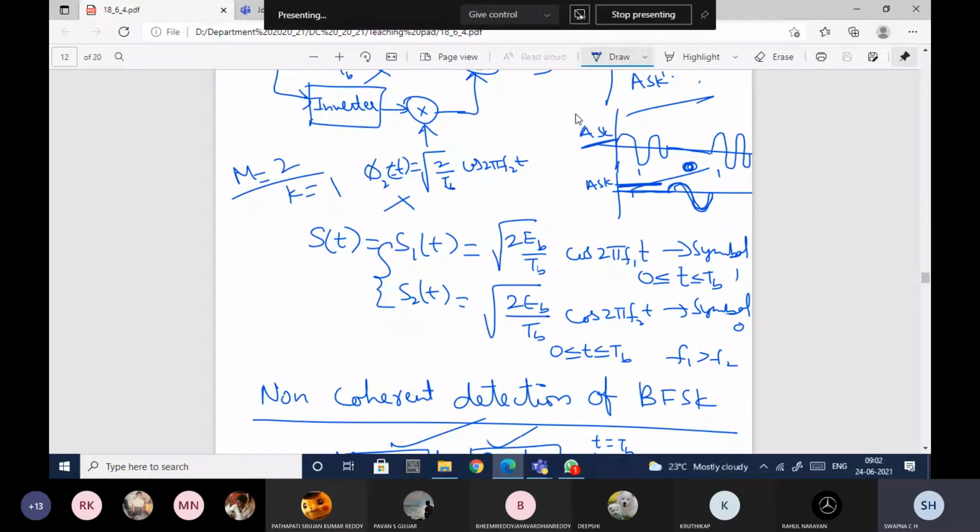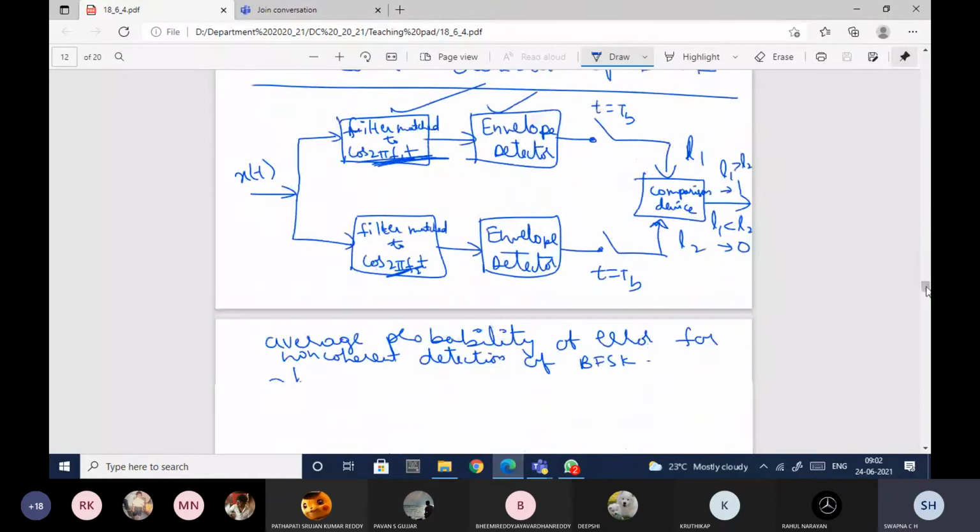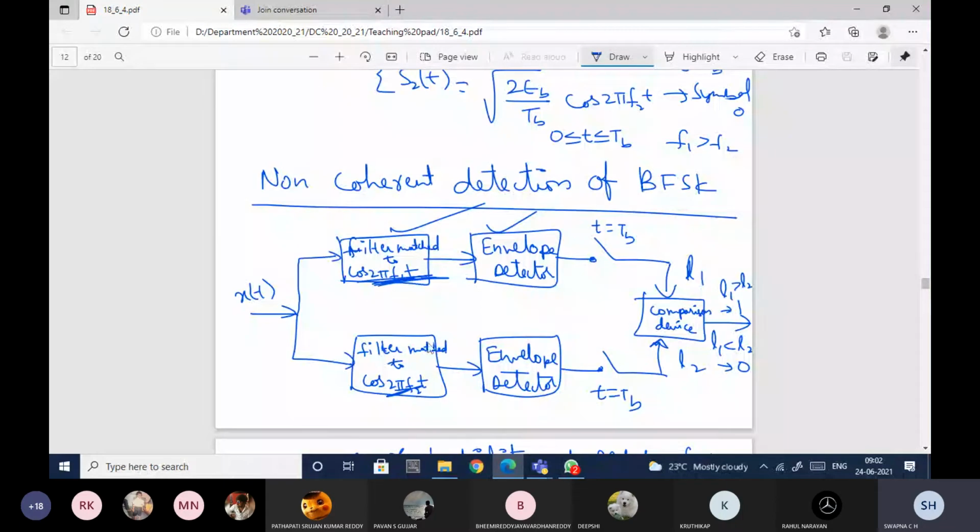Coherent, as I was mentioning, means that even at the receiver end, you'll be using the same carrier as the transmitter. Whatever carriers you are using at the transmitter end, the same carriers will be used at the receiver end also. That is said to be coherent detection. But when it comes to non-coherent detection, we will not use the same carrier. Instead, we'll use matched filters.